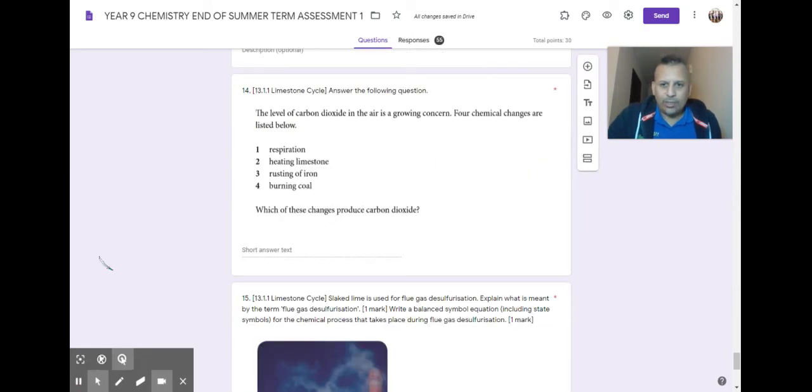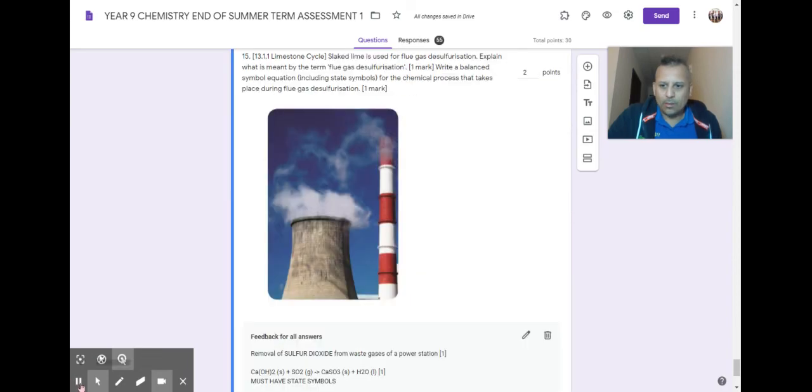For the next question, people lost marks because they only put one process that produces carbon dioxide. Respiration, heating limestone, and burning coal all produce carbon dioxide. You needed all 3 down in your answer for the correct mark.